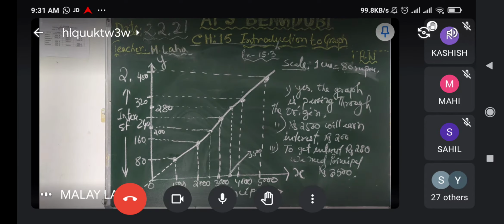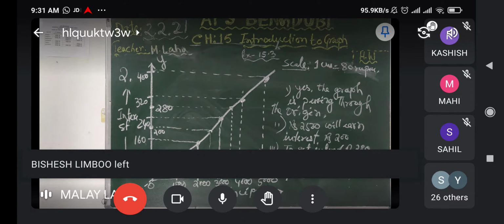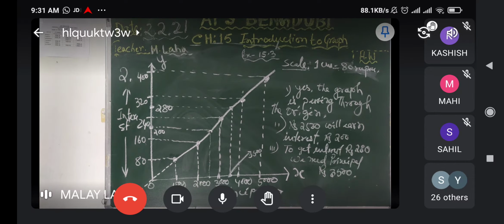Okay. I am reading out the answers. In the first answer: yes, the graph is passing through the origin. Second answer: rupees 2500 will earn interest rupees 200. Next question: to get interest 280, we need the principal rupees 3500. Are we clear? So this is a linear line graph related question. Now I am coming to the last one.